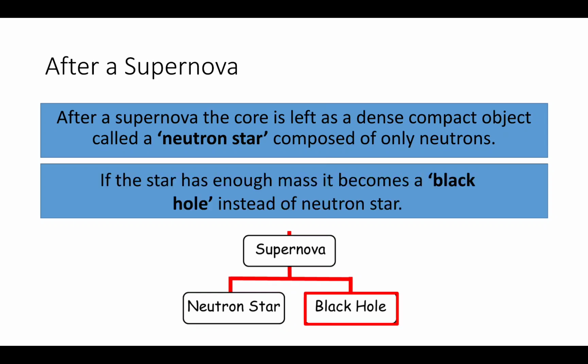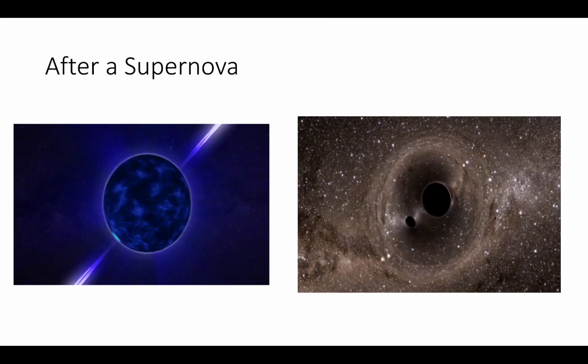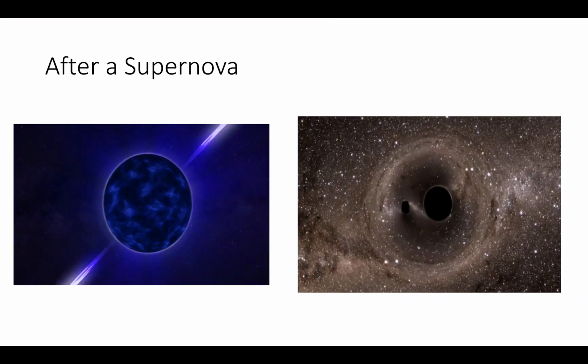Then if it's even heavier, or even more dense, if the star has enough initial mass, it'll become a black hole instead of a neutron star. And black holes are so dense that they collapse space and time, and not even light can escape. So they're just taking everything. So there's a couple of options: one is a rotating neutron star, and the other one, a black hole.